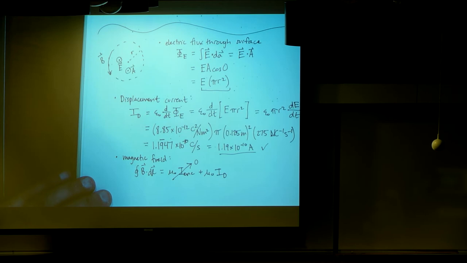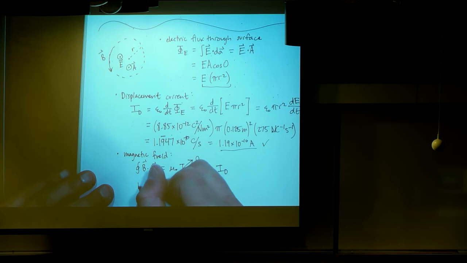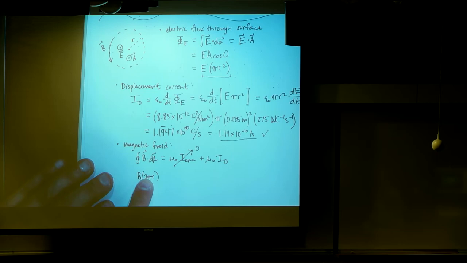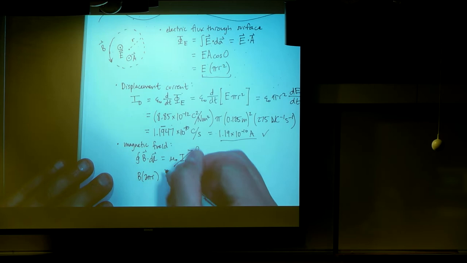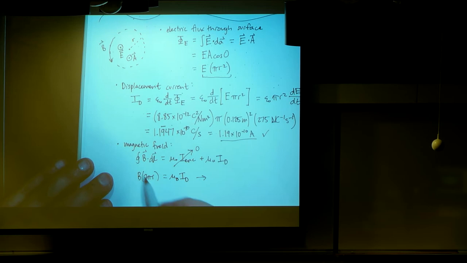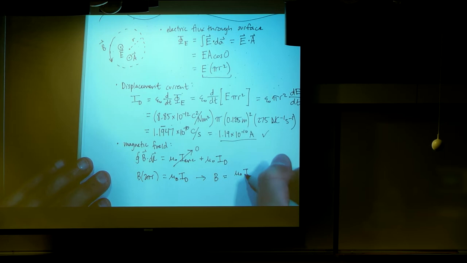So to solve for this, we have B times 2 pi R. I worked that out for you before. You know how this works, right? If we integrate around a complete loop of a B field line, for this integral B dot dl, we get B times 2 pi R. And that equals mu naught times I_D, which means we can directly solve for B now. B is equal to mu naught times I_D, divided by 2 pi R.